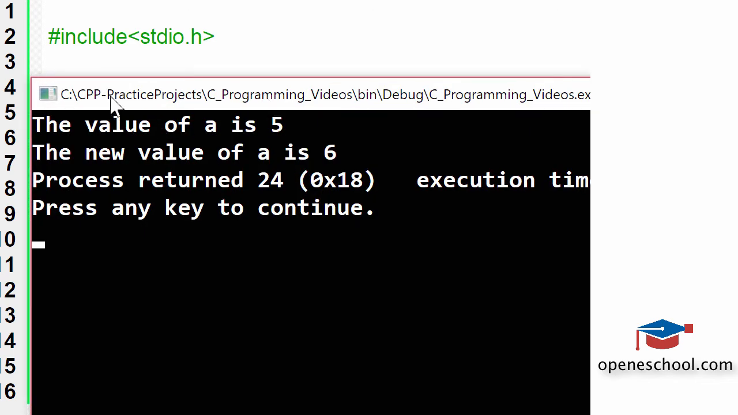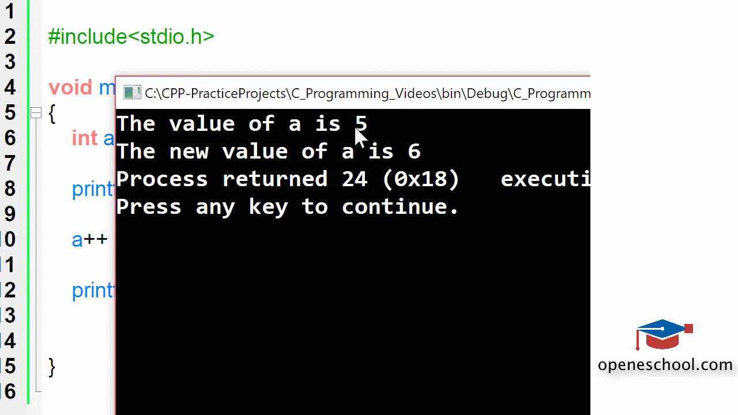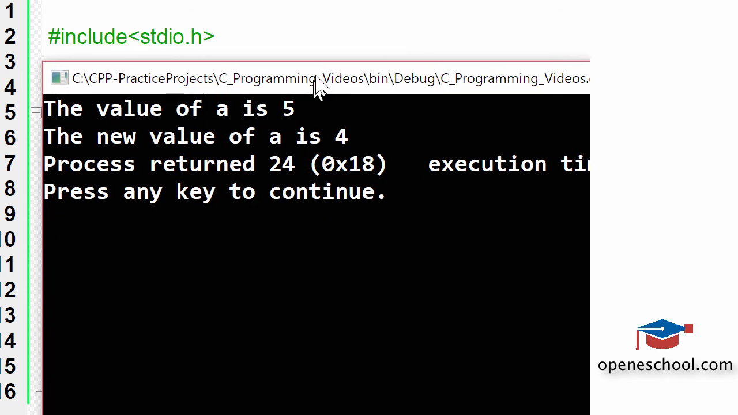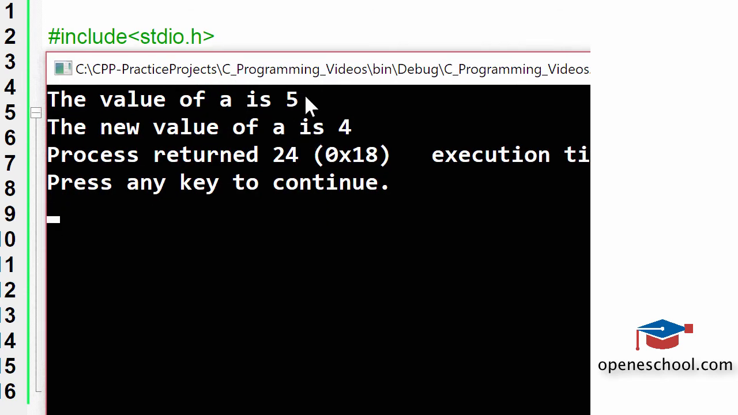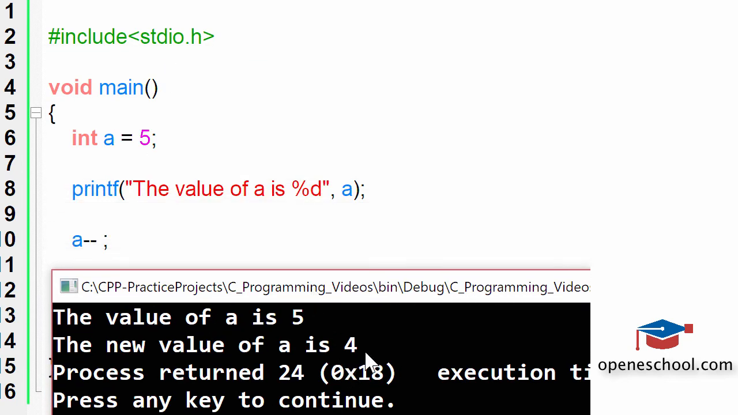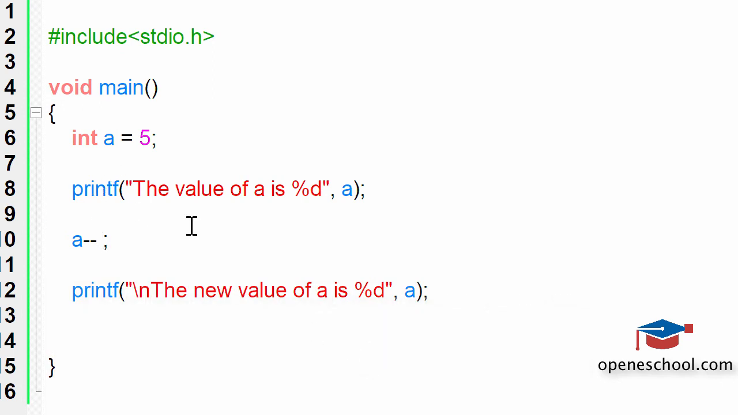The first printf statement has printed the value of a is 5, and the second printf has printed the new value of a is 6. So the plus plus operator has actually incremented the value of a by 1. Now let's see what happens if we use the decrement operator, the minus minus operator. When we run this program, logically we understand that the initial value of a is 5, and the new value after using the decrement operator is 4, because the decrement operator has reduced the value of a by 1 unit. It was a number, so it reduced it by one integer value.